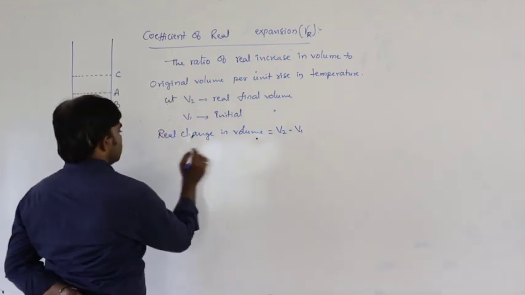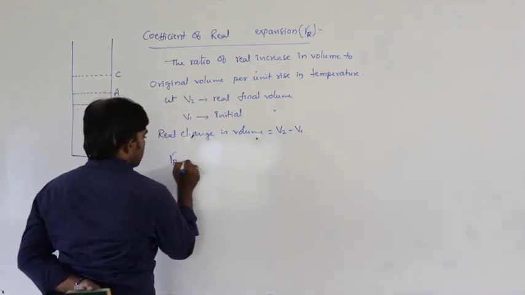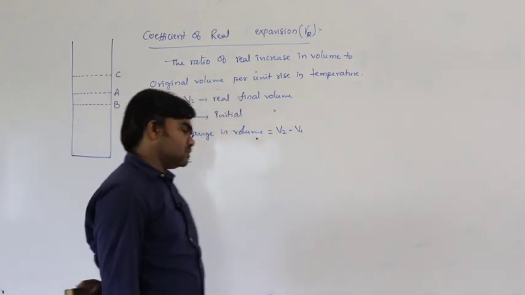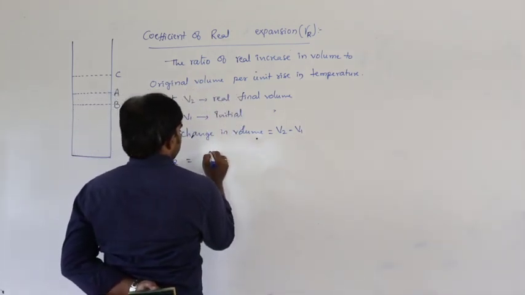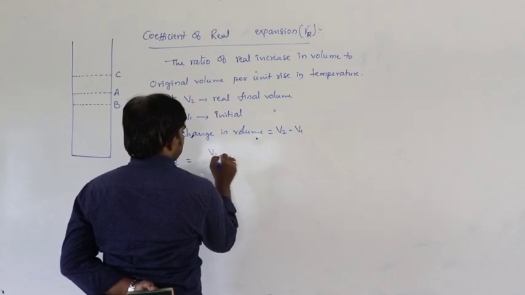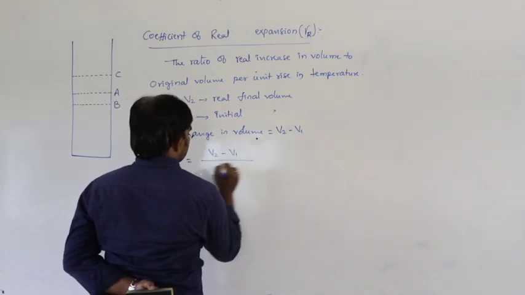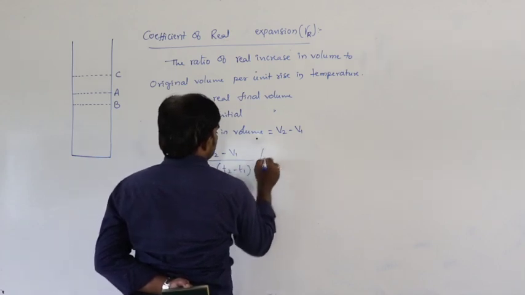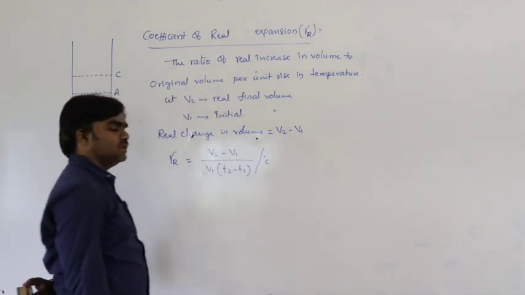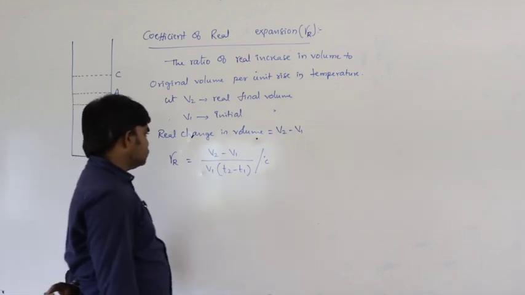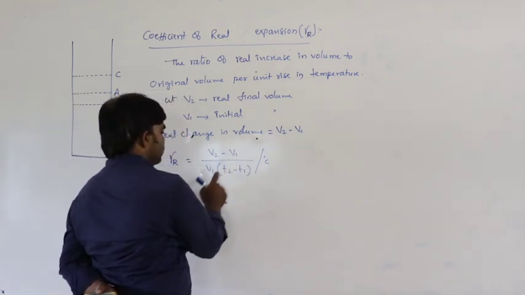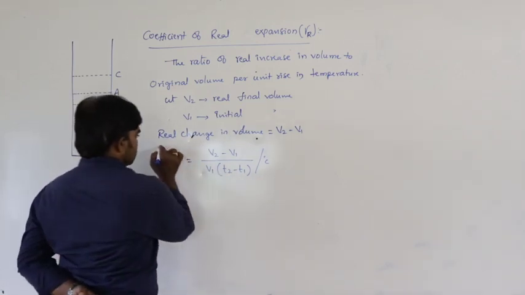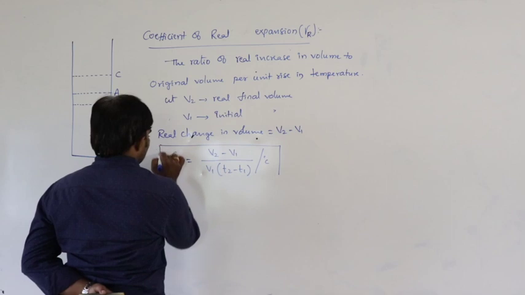Now according to the definition, gamma R is equal to V2 minus V1 by V1 into T2 minus T1, per degree Celsius. Gamma R is equal to V2 minus V1 by V1 into T2 minus T1 per degree Celsius. This is the coefficient of real expansion.